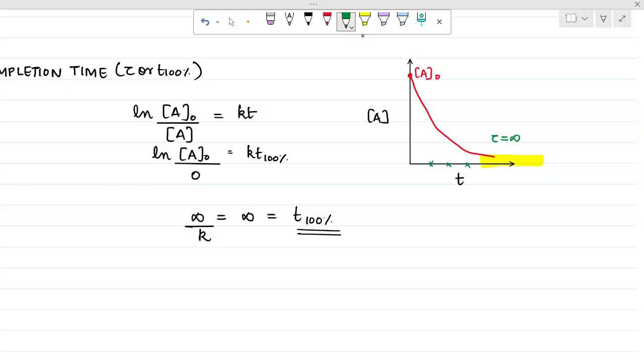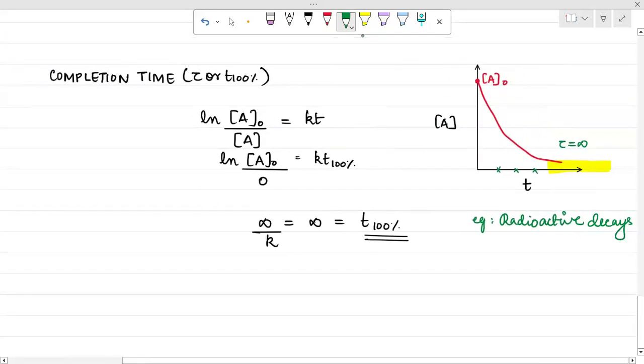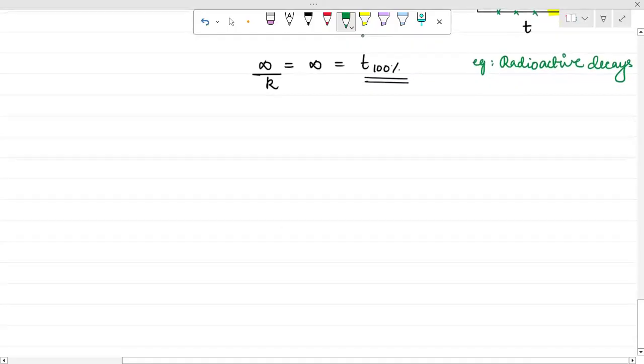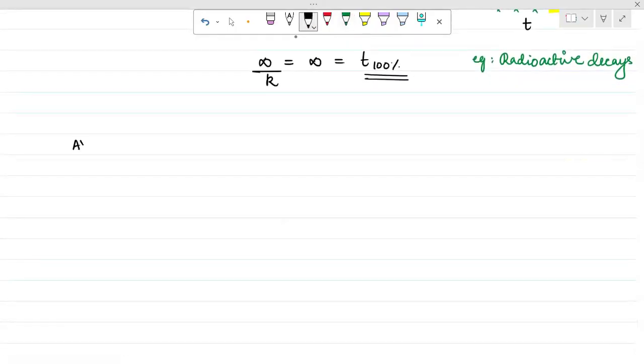Infinity, and the best example for this is radioactive decay. Radioactive decay is very important because in exams, they might not mention that it is a first order kinetics. They might just say that it's a radioactive decay. So you should have an understanding that whatever the radioactive decay is, it's always going to be following the first order kinetics. Okay? All right.